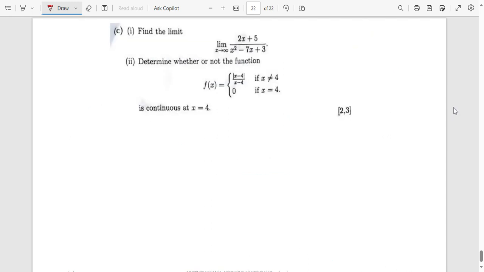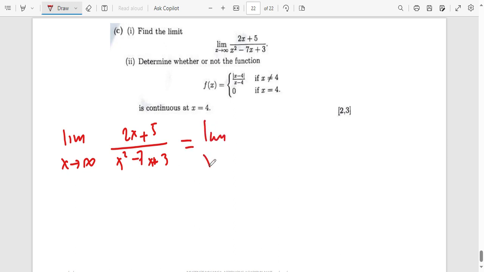And the very last question, I believe here: find the limit as x approaches infinity of 2x plus 5 divided by x squared minus 7x plus 3. You are finding a limit of a function like this one. Try to see if you can factorize the function. But even if you did factorize, this function is going towards infinity, so that will barely help. What you want to do is divide all the terms by the highest power you can see.